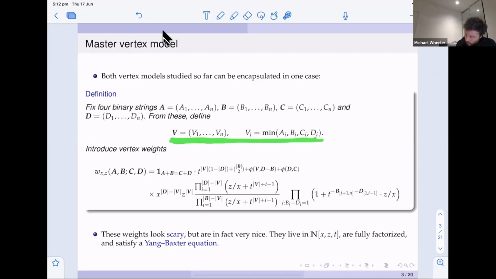And if you look at V, basically these are either going to be zeros or ones, and most of the time these are going to be zeros. So if you take the min of these 4 things, most of the time you'll get a 0 because one of those will be 0.